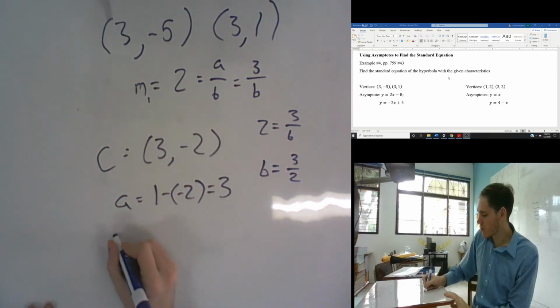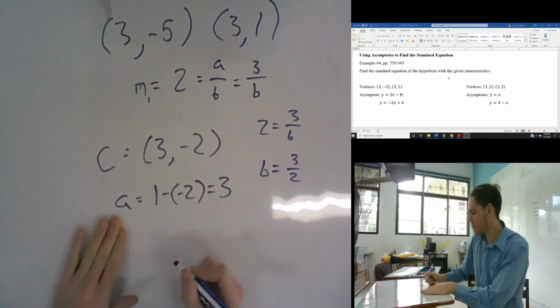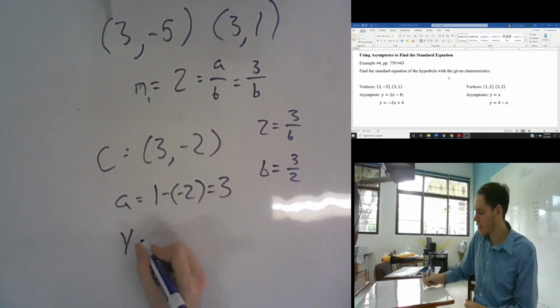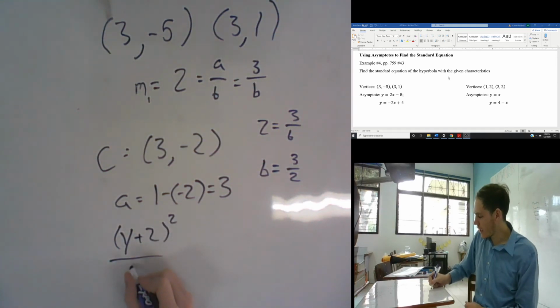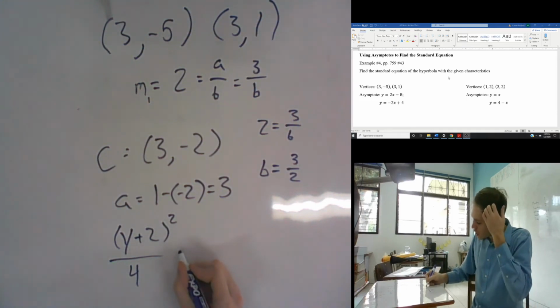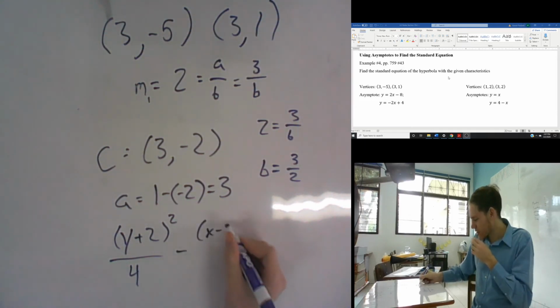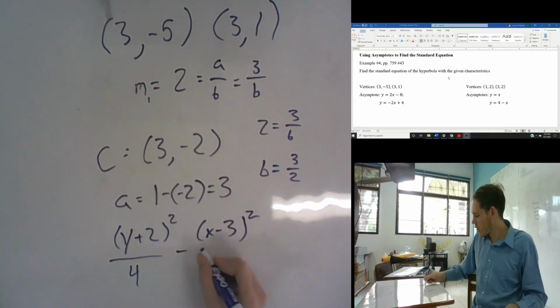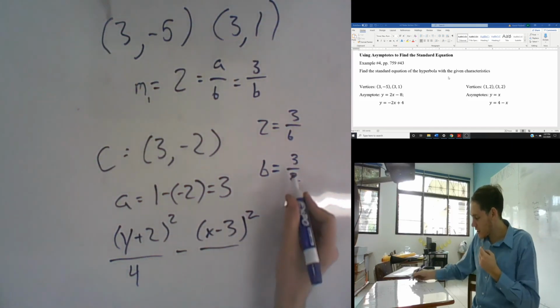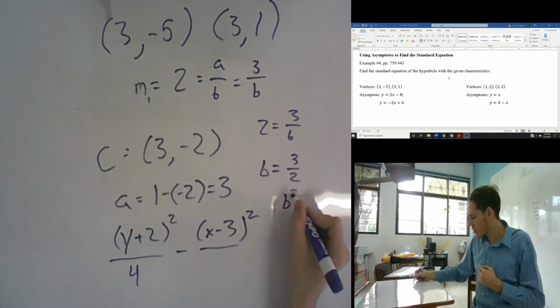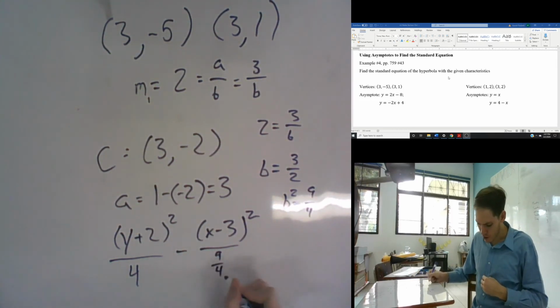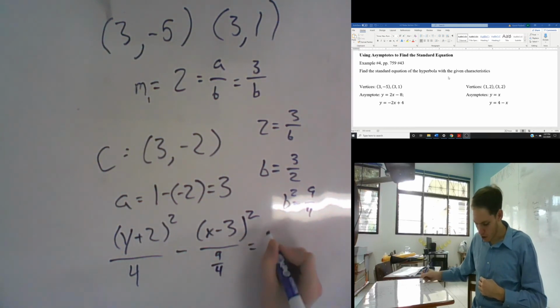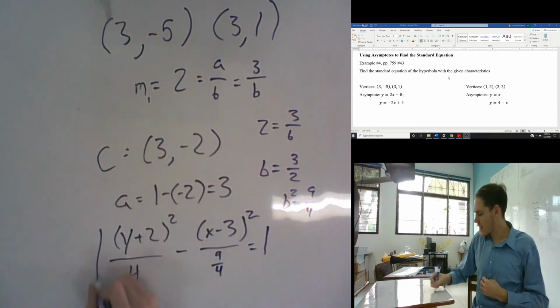So to write this out, this is vertical, so y is going to be over A. Y plus 2 squared over A squared, which is 4, minus x minus 3 squared over B squared, which is 9 over 4, so B squared equals 9 over 4, equals 1. So you can write it this way right here.